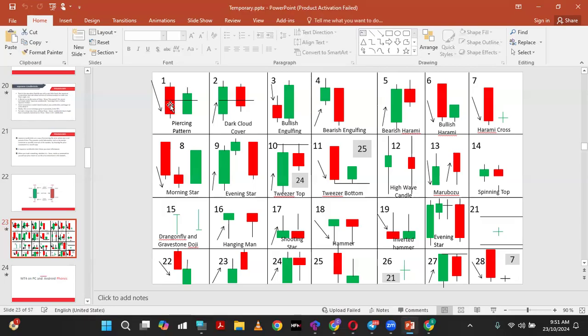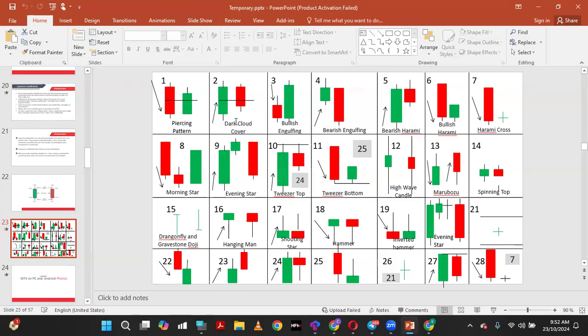When you see this pattern at a support level, more often than not, you're looking at a move in the opposite direction. That means if price has been coming down and you see this piercing pattern, what it means is that price will be moving in the opposite direction. The other pattern is what you call a dark cloud cover. It's the bearish version of the piercing pattern.